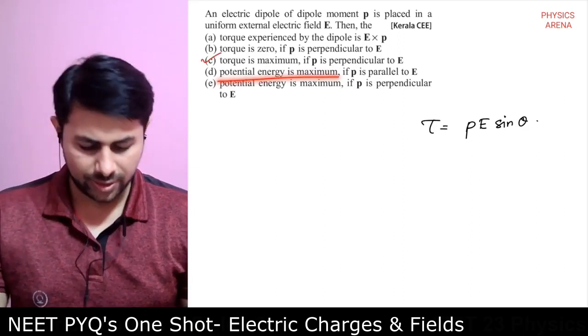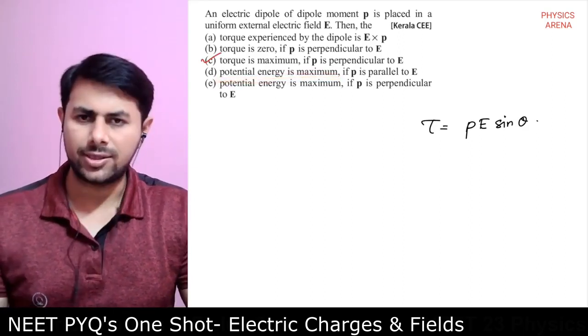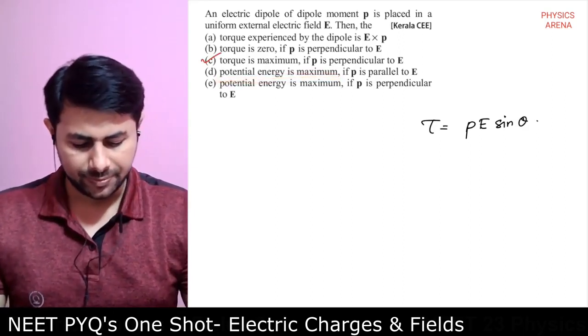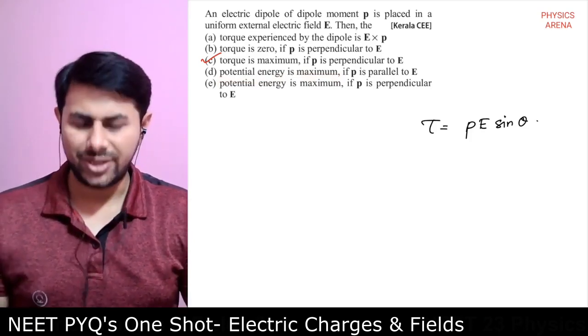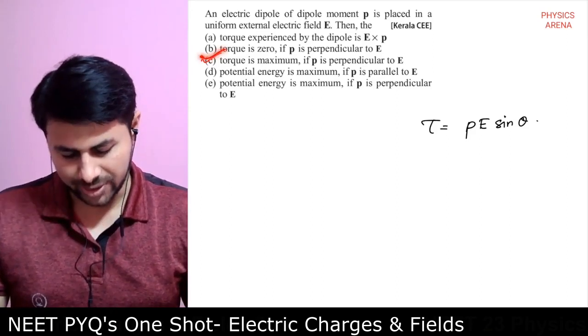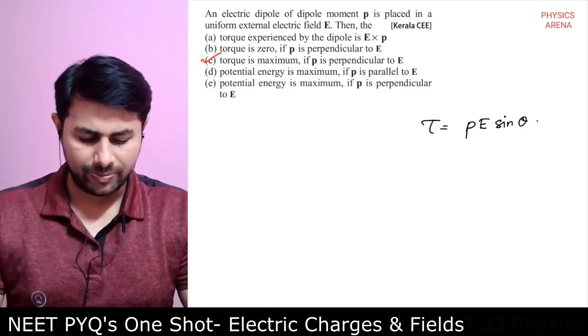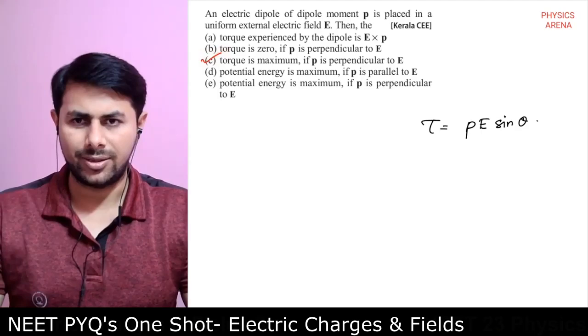Then potential energy. So we didn't learn about potential energy. We'll learn about it in next chapter. Okay, all right. So we don't need it here. Answer is option C. Torque is maximum if P bar is perpendicular to E bar.